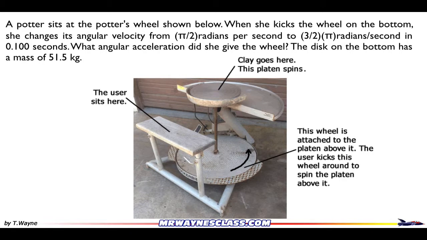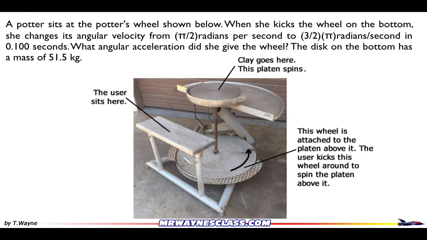This is the video solution to an example problem with rotational kinematics. A potter sits at the potter's wheel shown below. When she kicks the wheel in the bottom, she changes its angular velocity from pi over 2 radians per second to 3/2 pi radians per second in 0.1 seconds. What angular acceleration did she give the wheel?